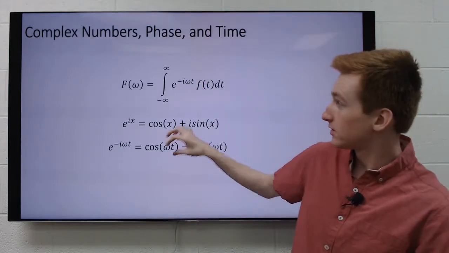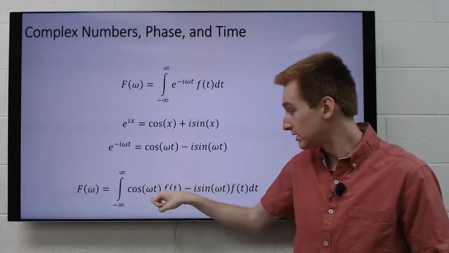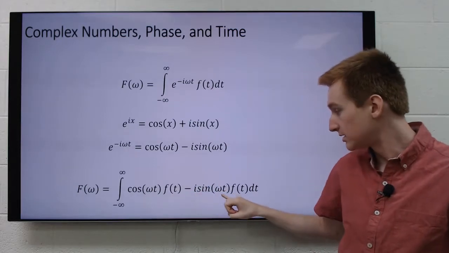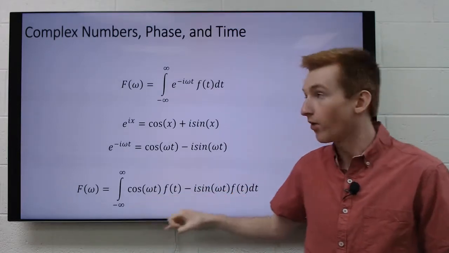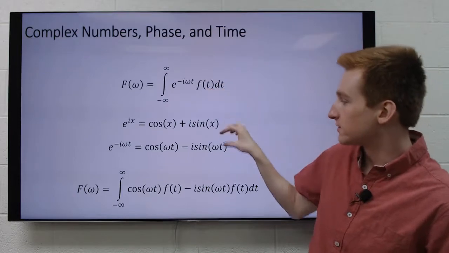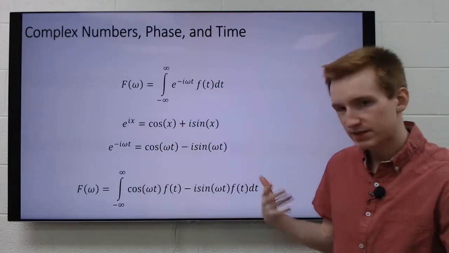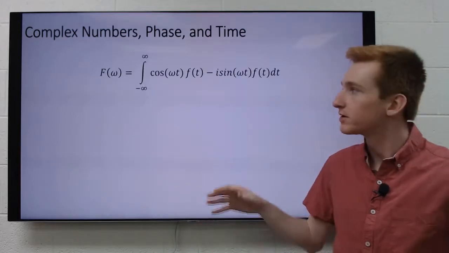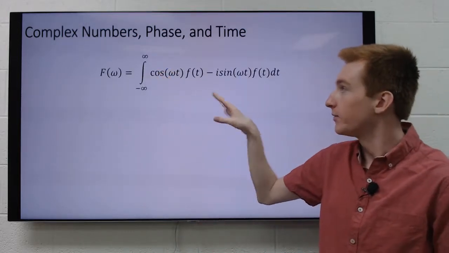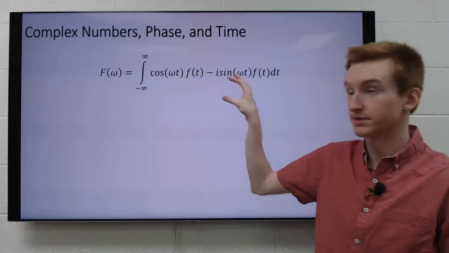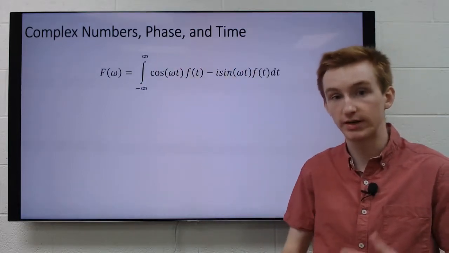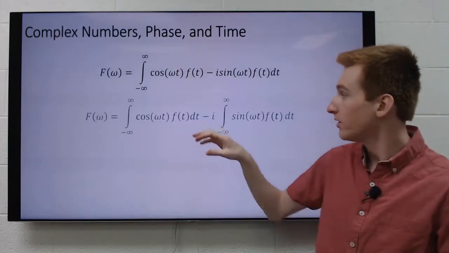So if we plug this in, we get cosine omega t times f of t minus i sine omega t f of t, and integrate all that, because you distribute the f of t in. And you get these two parts. There's one more thing we can do to simplify this and make it a bit easier to understand. We can take what we just found and split this into two integrals, right? Because this is a sum within an integral, we can split it into a sum of two integrals. And if you do that, you get this.